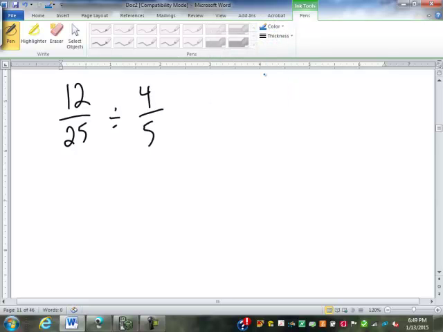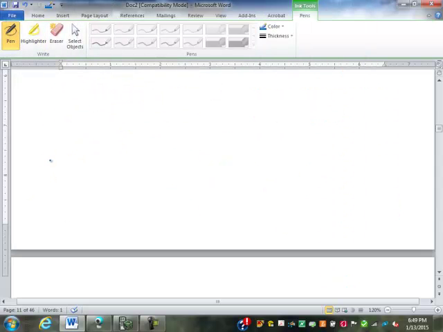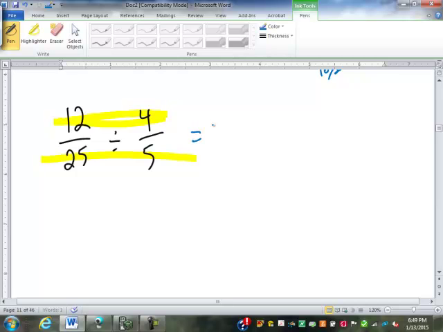When we multiplied fractions, we just multiplied straight across, didn't we? We said division follows the same rule, so can we divide straight across? Can I look at this and just do 12 divided by 4 is 3, and 25 divided by 5 is 5. Does that work? Is that the right answer? Actually, it is. Would it work every time? Yeah, it would.